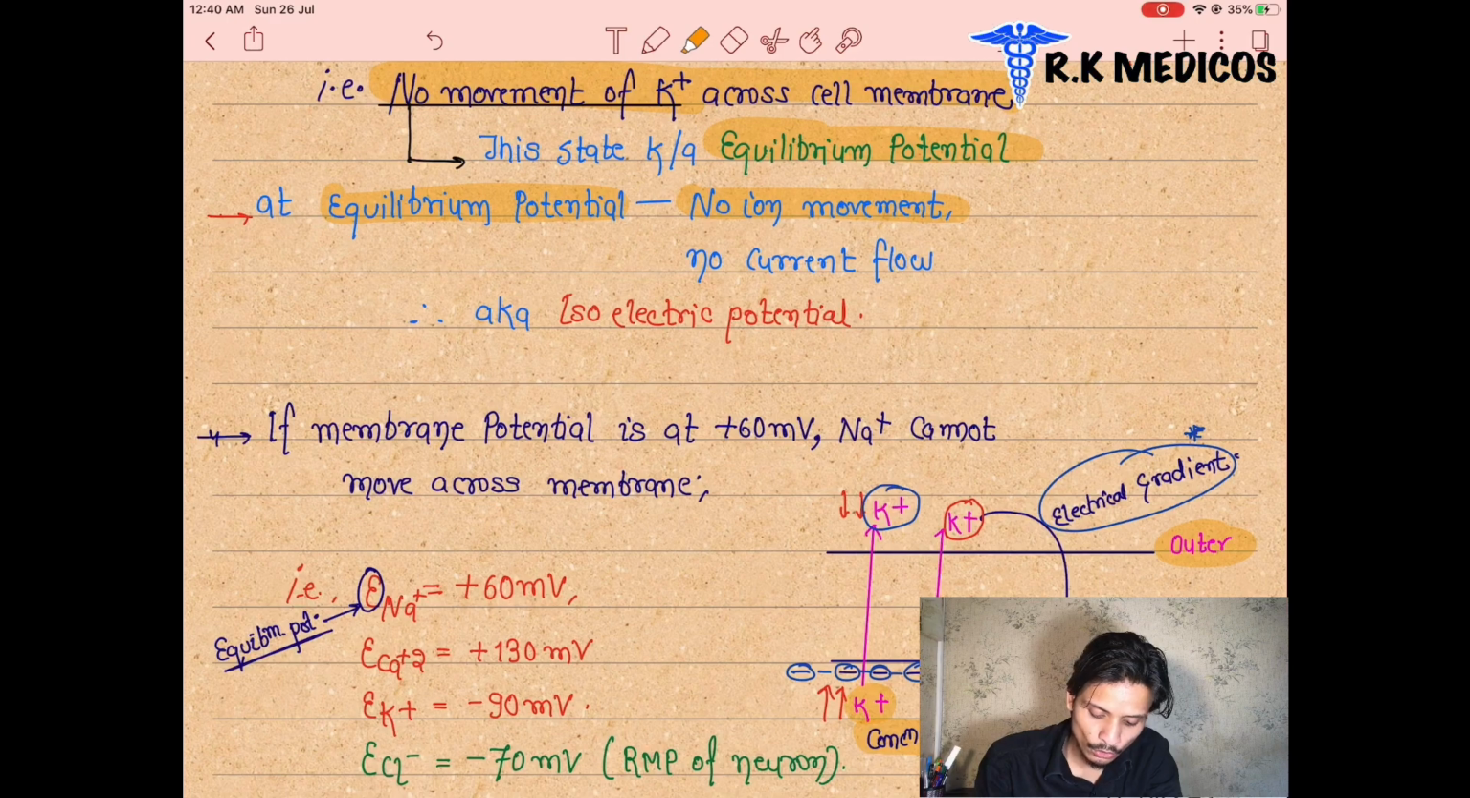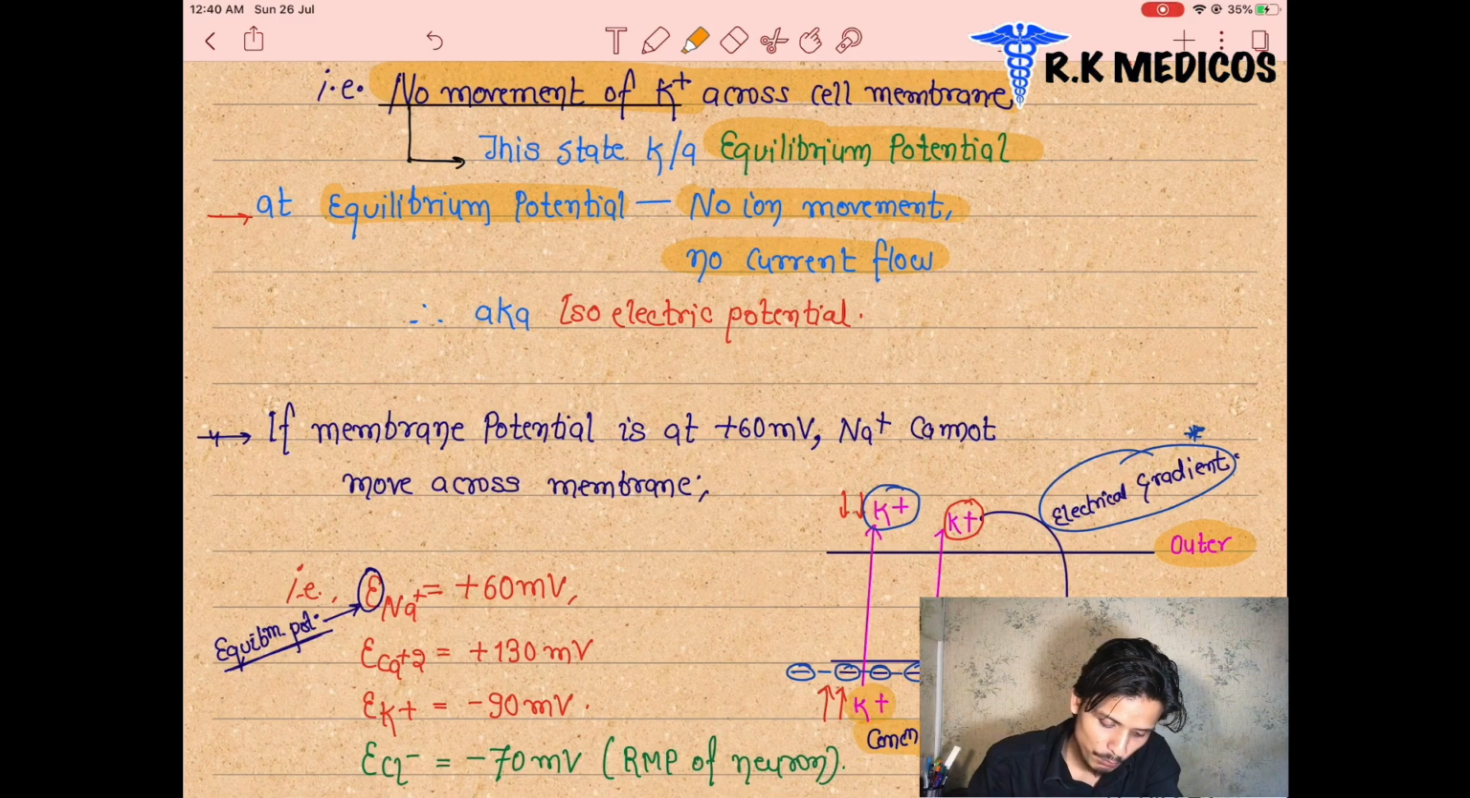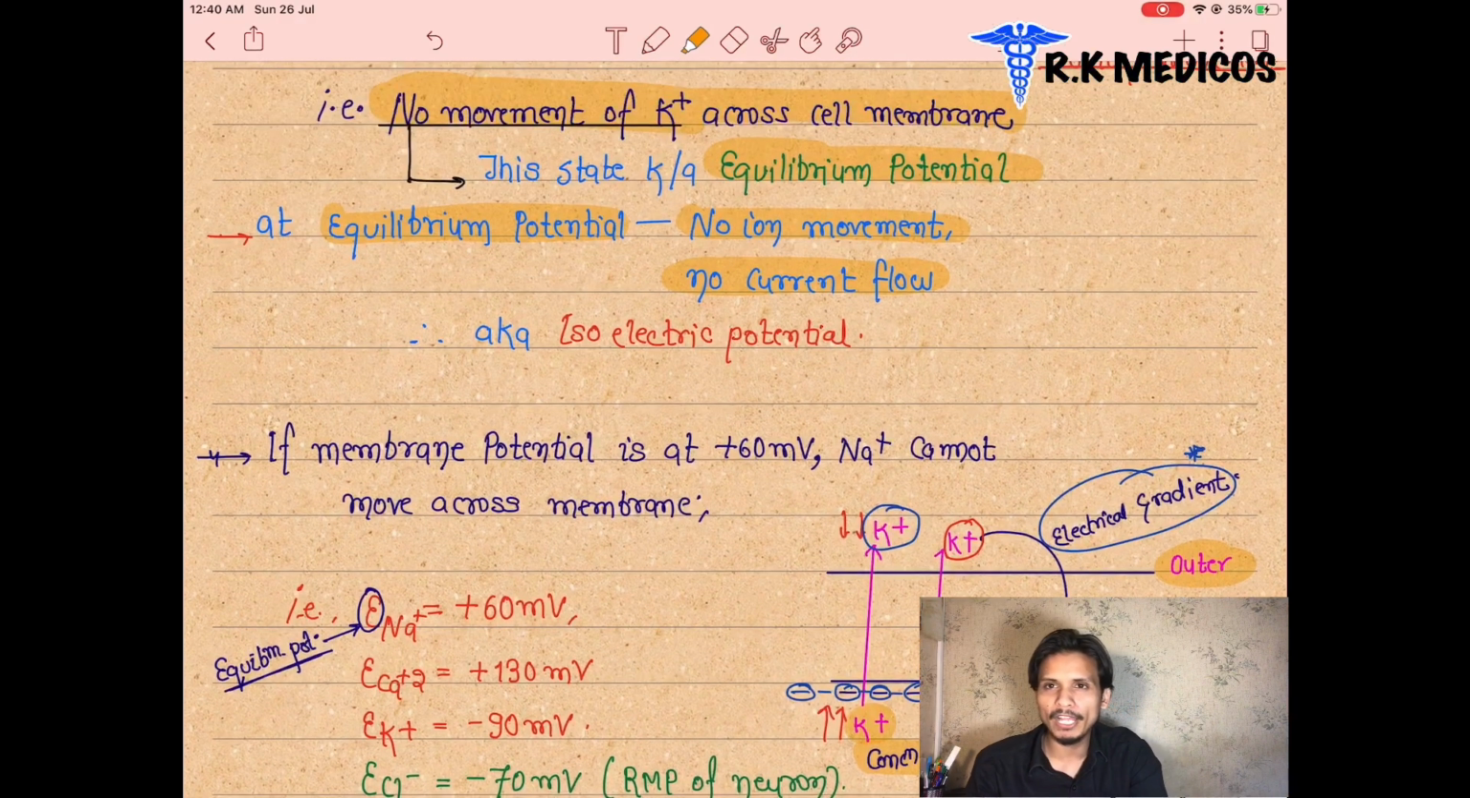Now next point, there is no current flow. Why? The electrical gradient created here is cancelled by the concentration gradient, and there is no flow of current. It's so simple. Next point: when there is no movement, no electrical current flowing, and no movement of ions, this point is called the isoelectric point. So the equilibrium attained by these cells, where the concentration gradient and the electrical gradient are the same, is also called the isoelectric point.